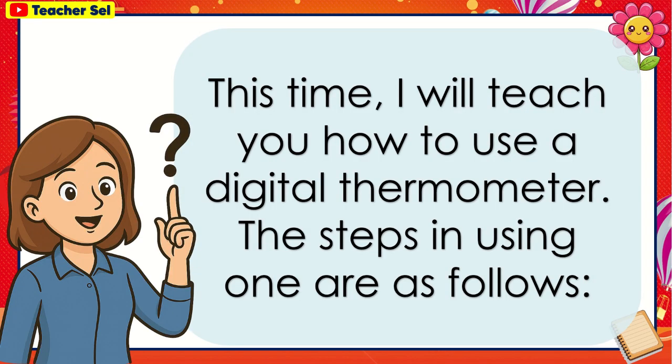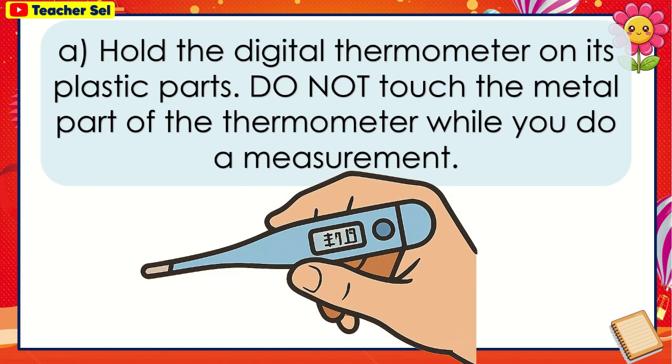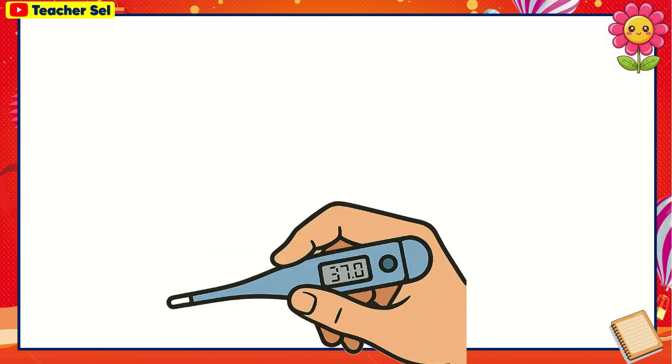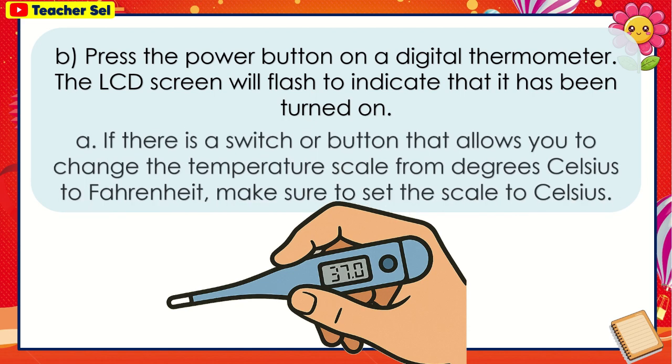This time, I will teach you how to use a digital thermometer. The steps in using one are as follows. Hold the digital thermometer on its plastic parts. Do not touch the metal part of the thermometer while you do a measurement. Press the power button on a digital thermometer. The LCD screen will flash to indicate that it has been turned on.